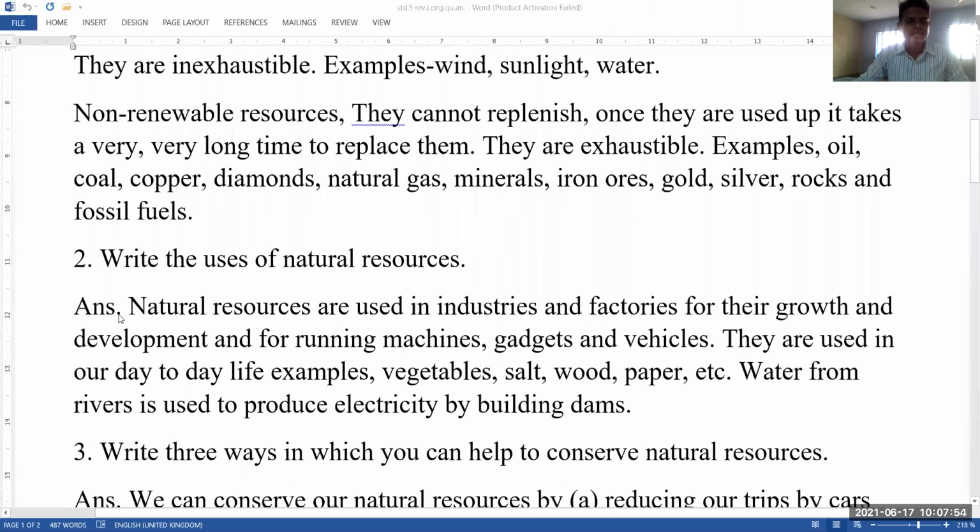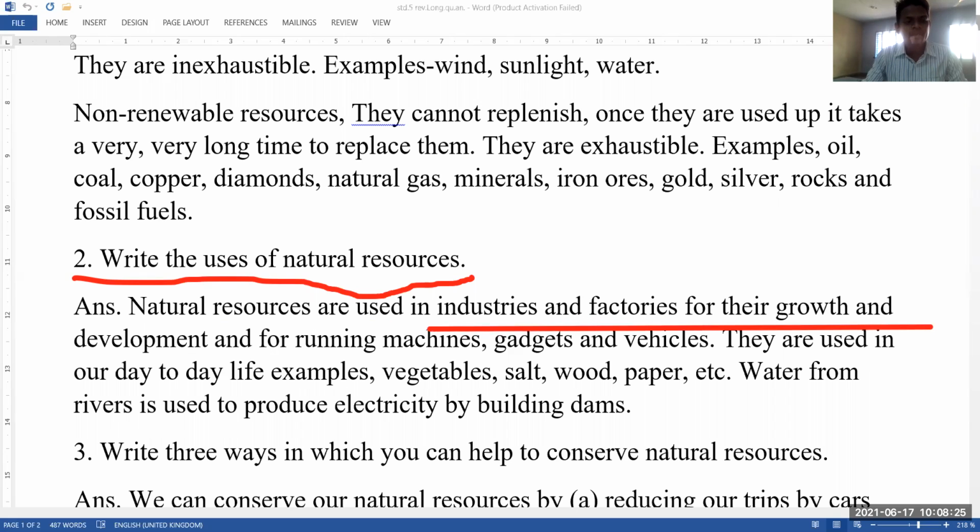Second question now, write the uses of natural resources. Uses of natural resources. Second question. Natural resources are used in industries and factories for growth and development. Okay, it is used in industries, also in the farms, factories for growth and development, and for running machines.